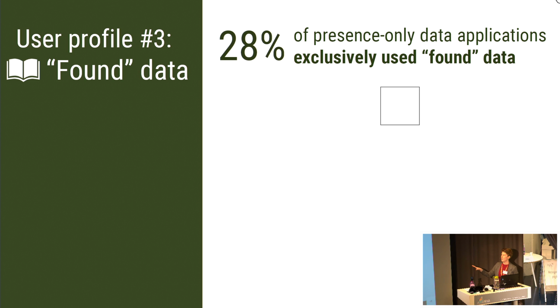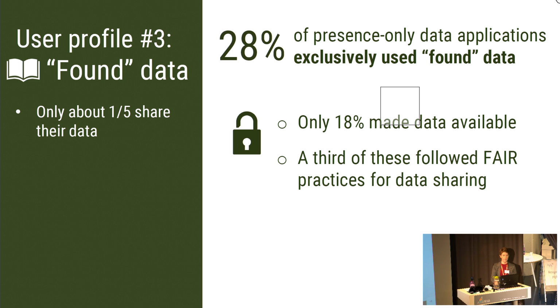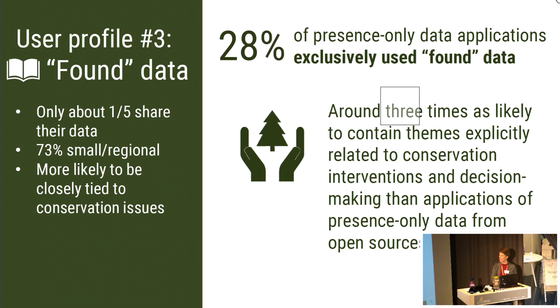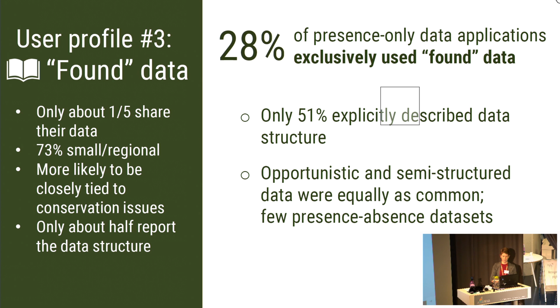And then finally, we'll quickly go through this profile of users who access what we're calling found data. In many ways, their profile is very similar to users that are collecting their own data. About 18% are sharing that data. Tends to be, for the most part, small or regional in scale. And again, more likely to be related to direct conservation outcomes. The major difference here is that fewer of these authors are explicitly describing the structure of their data. And given that this is data that they've accessed from other sources, it's very possible that in many cases this is because they just don't have that information.